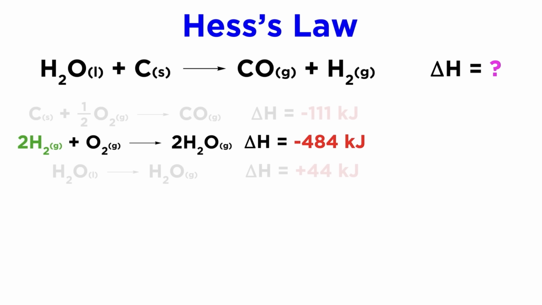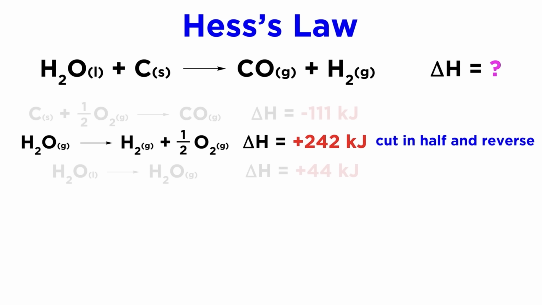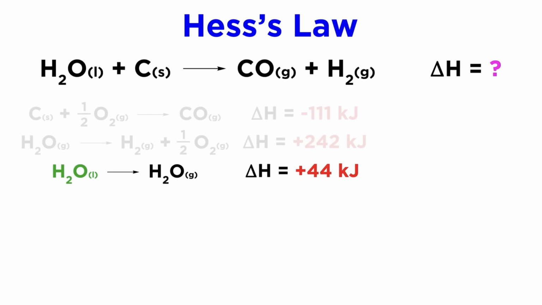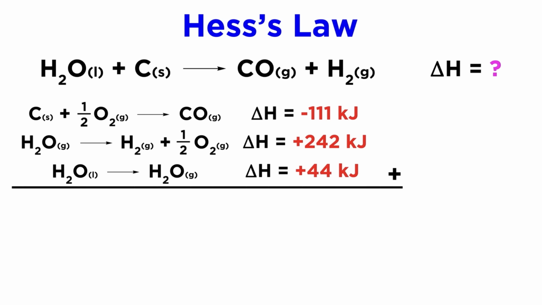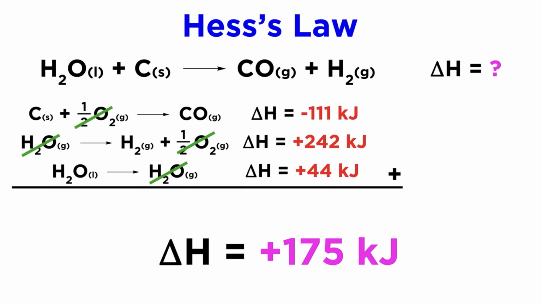Now the second equation has hydrogen gas, but it has two of them, and it has it on the wrong side. We need it as a product. So let's cut it in half and reverse it, giving us this, and we must do the same to the delta H, which will now be half the original value and positive. And the third gives us liquid water on the left, so that one is actually fine just the way it is. We can add these all up and notice that oxygen gas and water vapor are present on both sides and will cancel out, leaving us with exactly what we are looking for. And adding up the respective delta H values, we get positive 175 kilojoules.